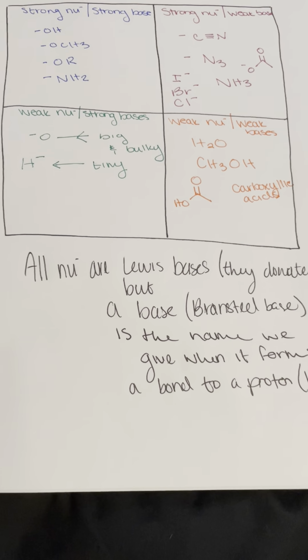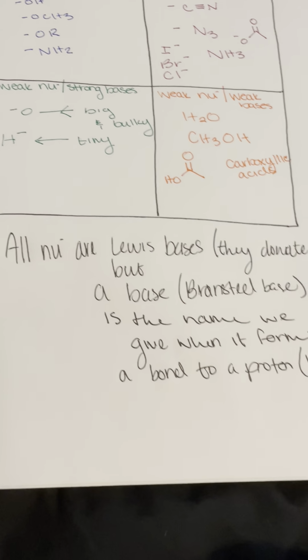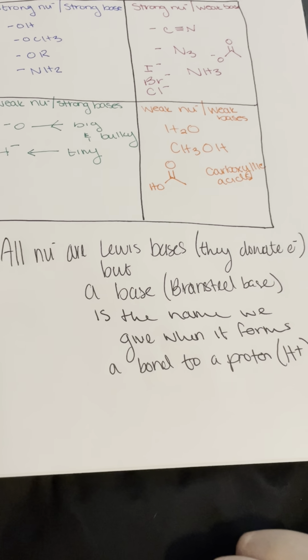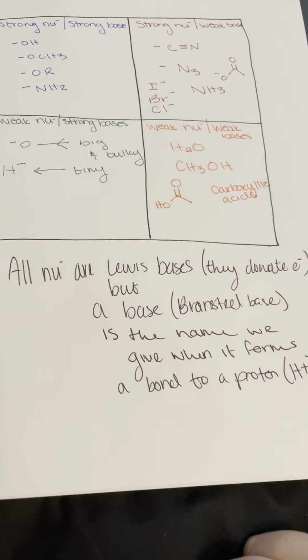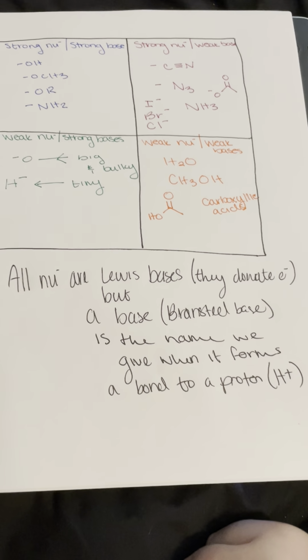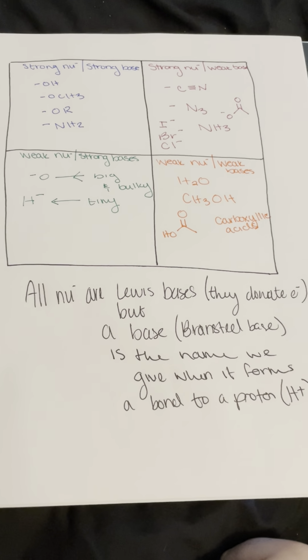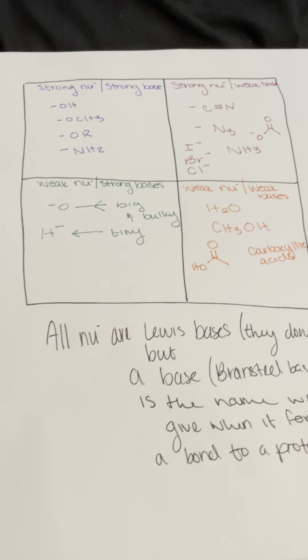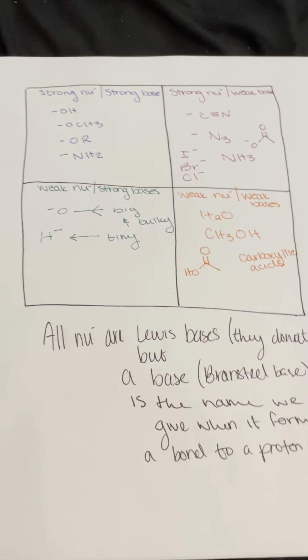Now keep in mind that regarding this chart, all nucleophiles are Lewis bases, meaning that they donate electrons, but a base, otherwise known as a Bronsted base, which is the base that we know, is just a name that we give when it forms a bond to a proton. Just so that you could differentiate between the nucleophile and bases in this chart, to help you better understand.